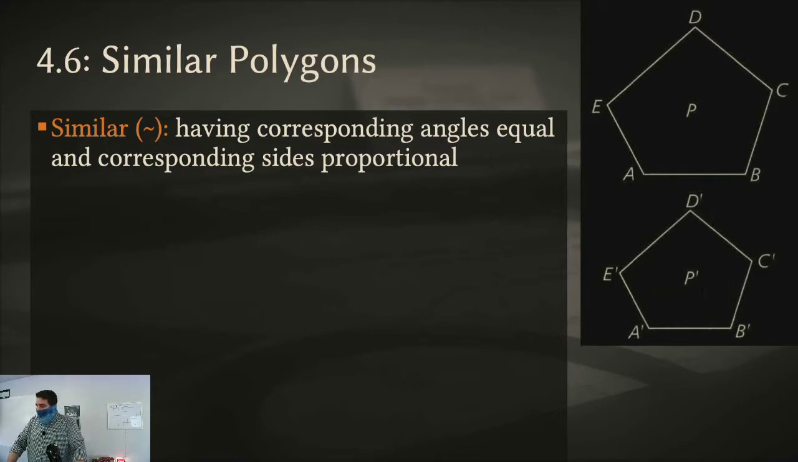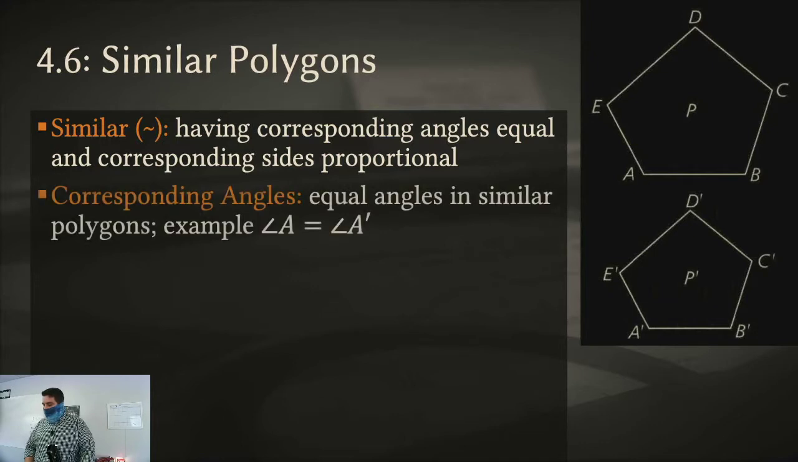So in the drawings, P and P prime are similar polygons as long as angle A equals angle A prime, angle B equals angle B prime, and so on. And AB is to A prime B prime, as BC is to B prime C prime, as CD is to C prime D prime, and so on.